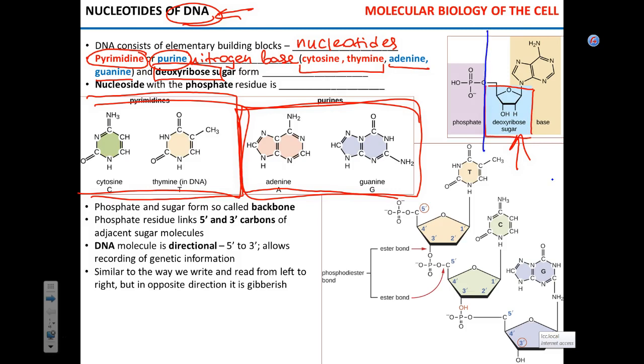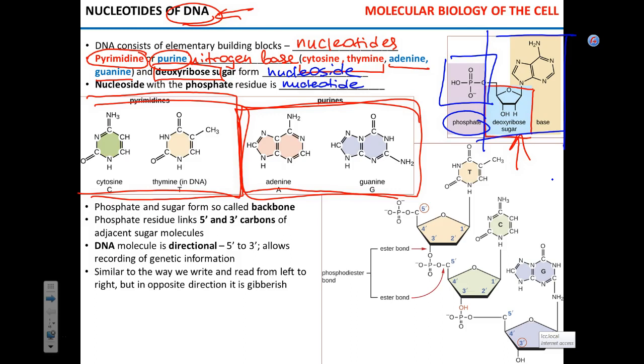Altogether, sugar and base form a nucleoside. Does that make sense? Sugar and base form a nucleoside. If you throw in the third part, the phosphate residue, which you can see here, phosphate, deoxyribose sugar, and nitrogenous base form finally a nucleotide. So far, do you follow me?